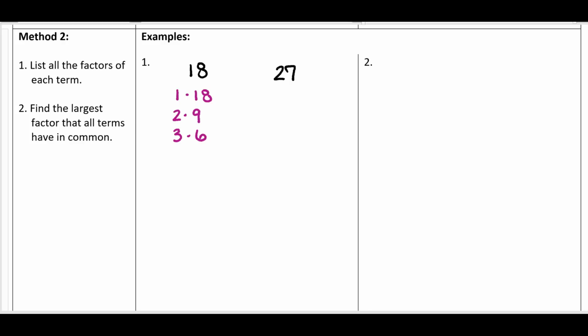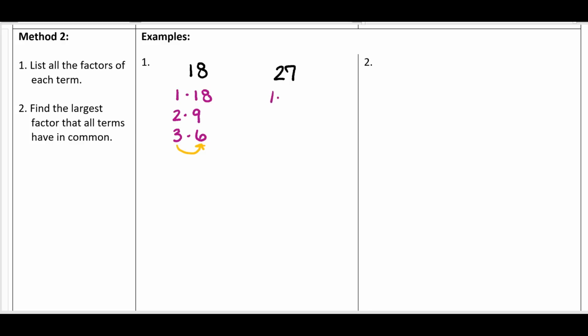I'm going to look at 5. 5 does not divide evenly into 18. So when I get to 6, 6 goes into 18 3 times, but notice I already have this 6 right here. So I don't need to rewrite it. So once you get to that turnaround point, so notice right here it turned around, you know you have all your factors. So now we're going to try 27.